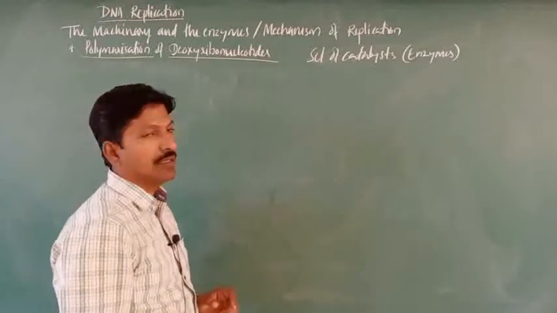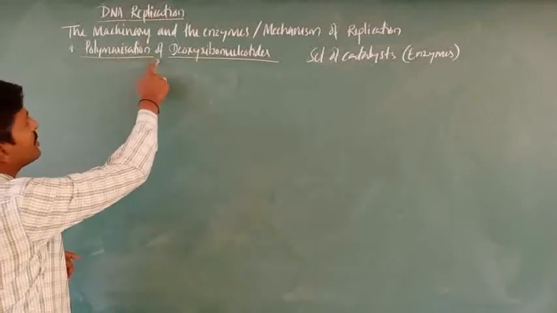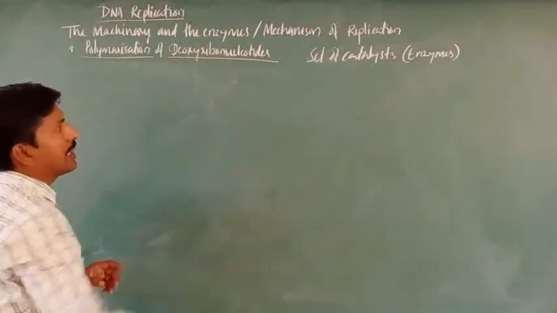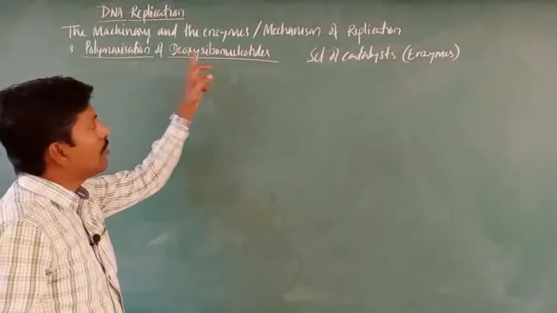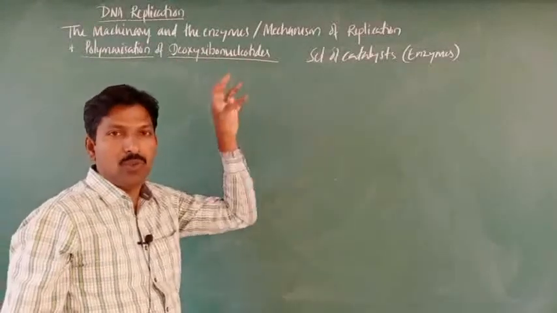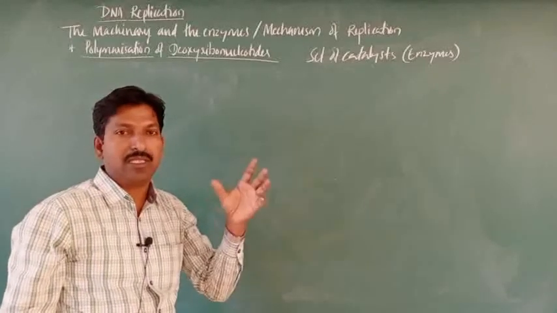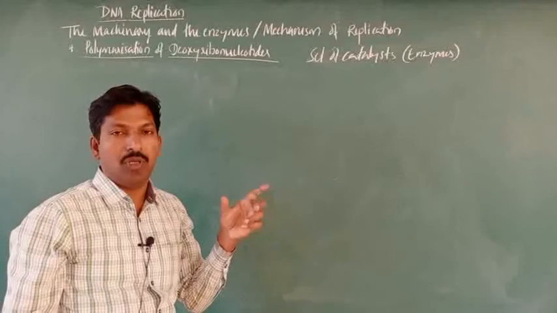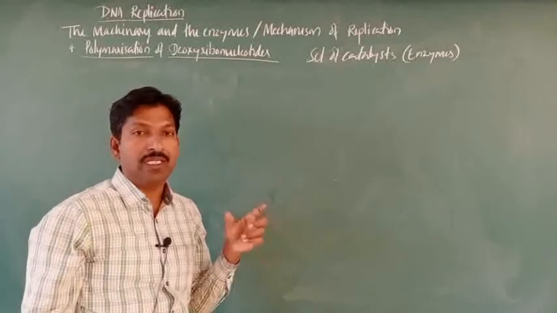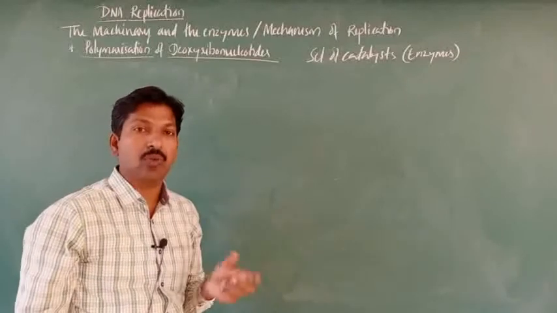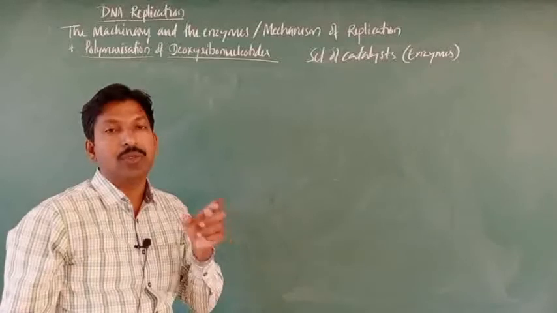Replication, as you know, by another name is the polymerization of deoxyribonucleotides. Nucleotides are the monomers of DNA, right? So DNA is a polymer, and polymer here means a polynucleotide strand. That polynucleotide strand is formed by the monomers called nucleotides, right?